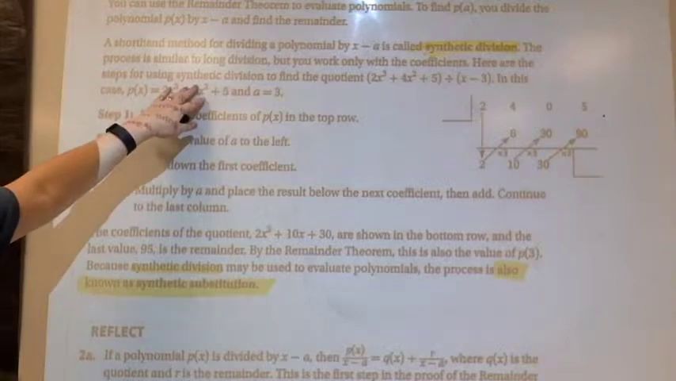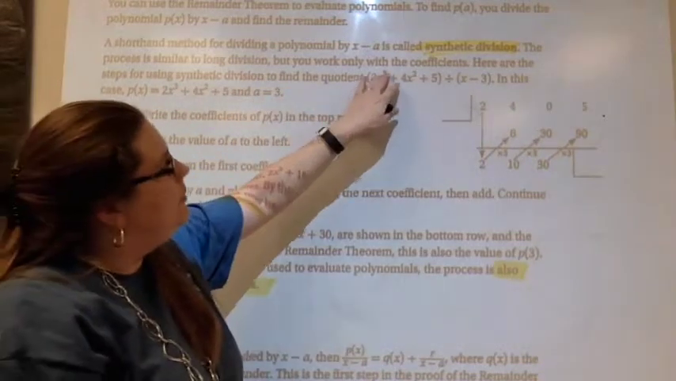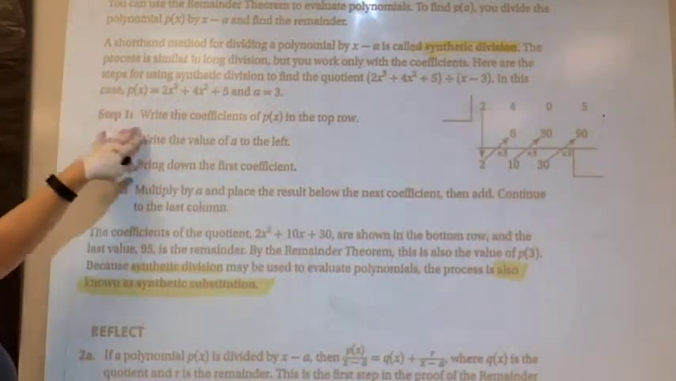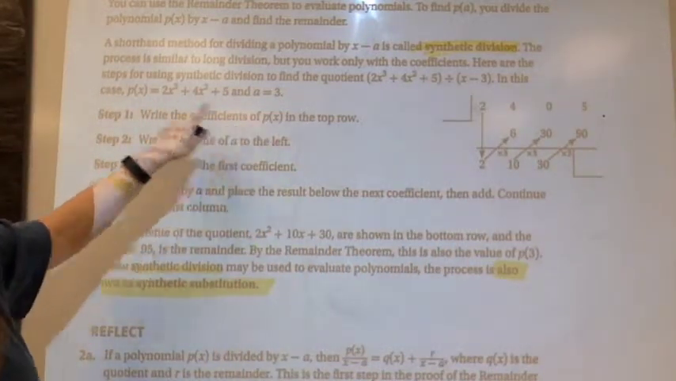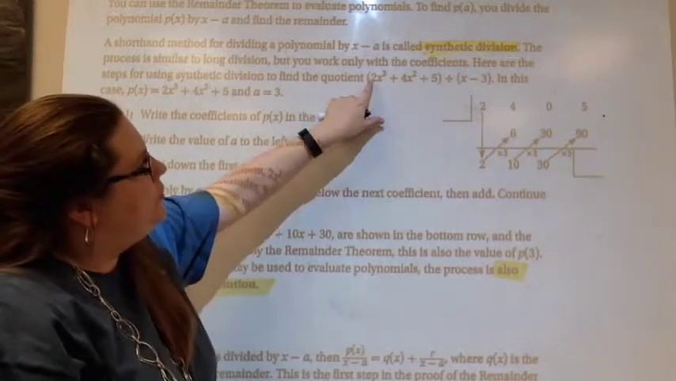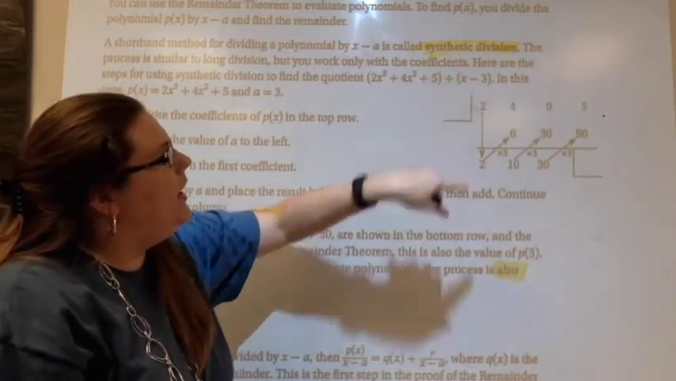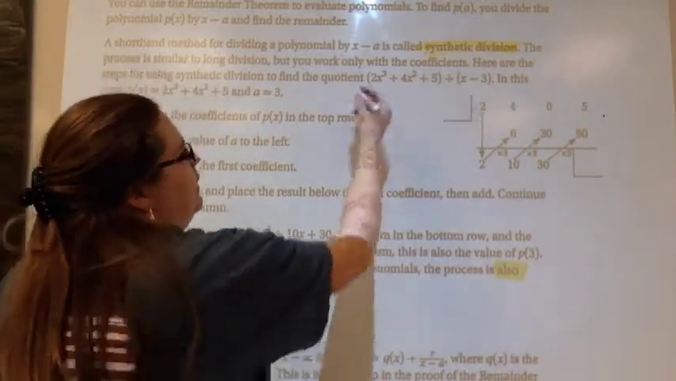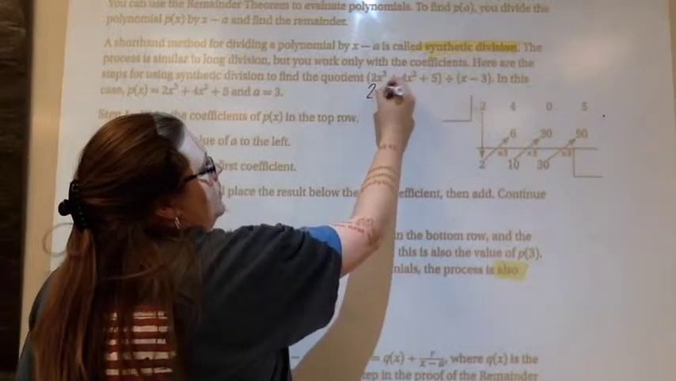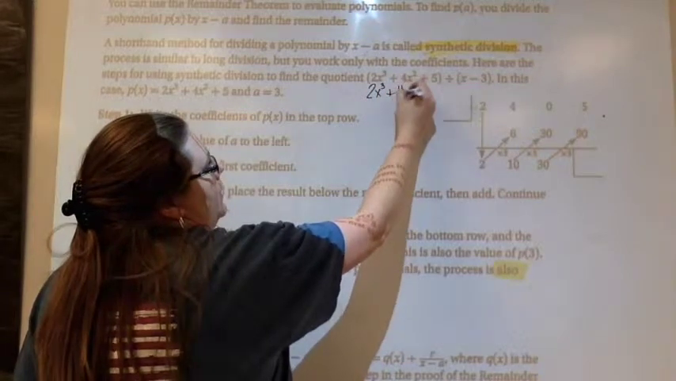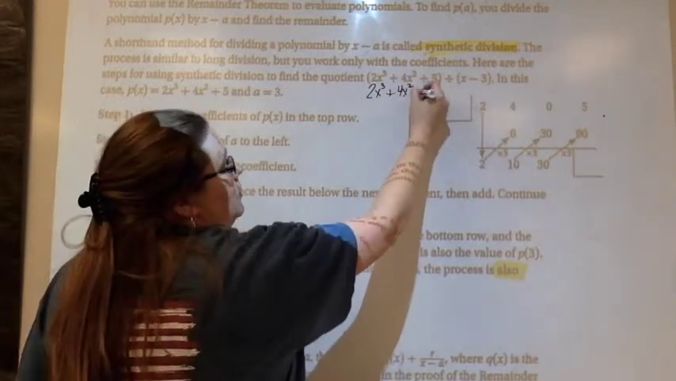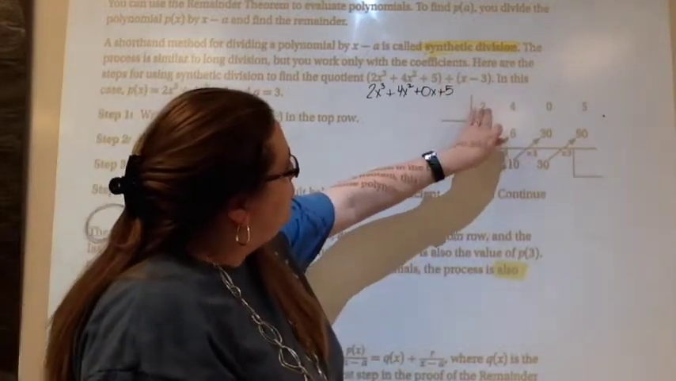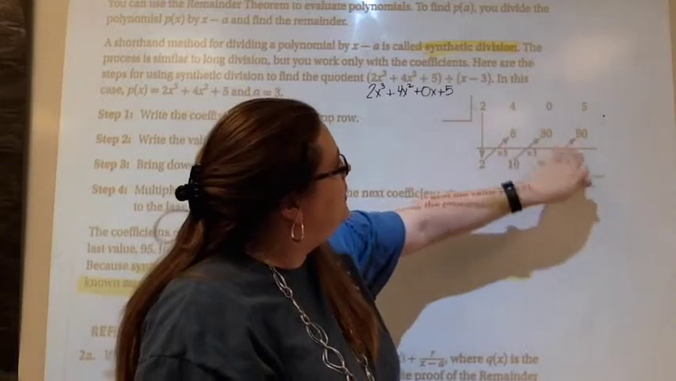Here are the steps for using synthetic division to find the quotient, 2x cubed plus 4x squared plus 5 divided by x minus 3. So step 1, write the coefficients of p of x in the top row. Notice that the coefficients are 2, 4, and 5, but there's a 0 here. Note that if you wrote this out with all terms, 2x cubed plus 4x squared, and there's no x term, so you would say plus 0x plus 5. So the coefficients are 2, 4, 0, and 5.